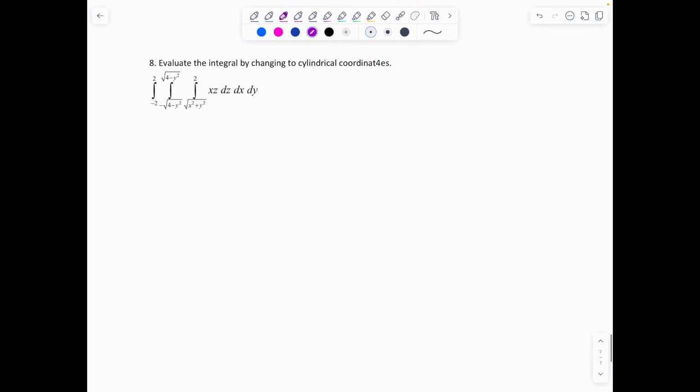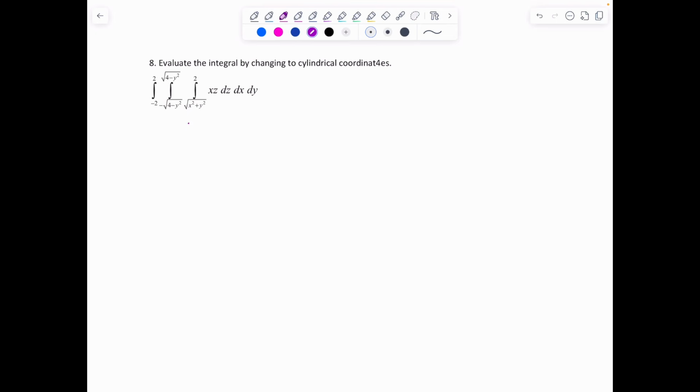Last one, one of my favorites. Evaluate the integral by changing to cylindrical coordinates. So we have this triple integral, and the way to switch it to cylindrical is to graph the integration region. Okay, so here we go. We can actually just do a 2D graph.